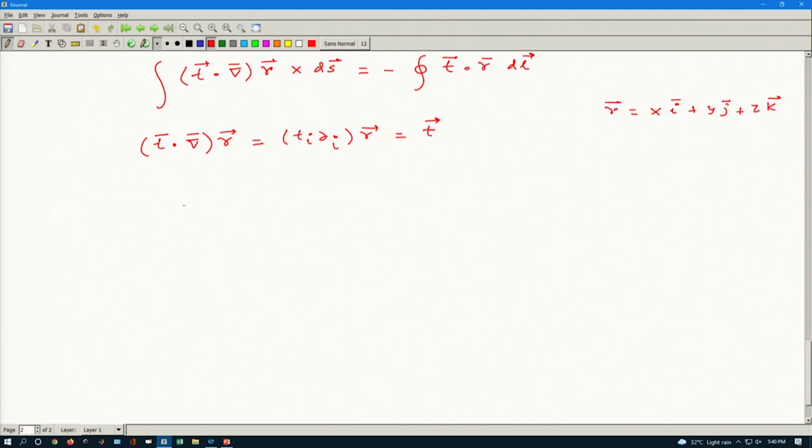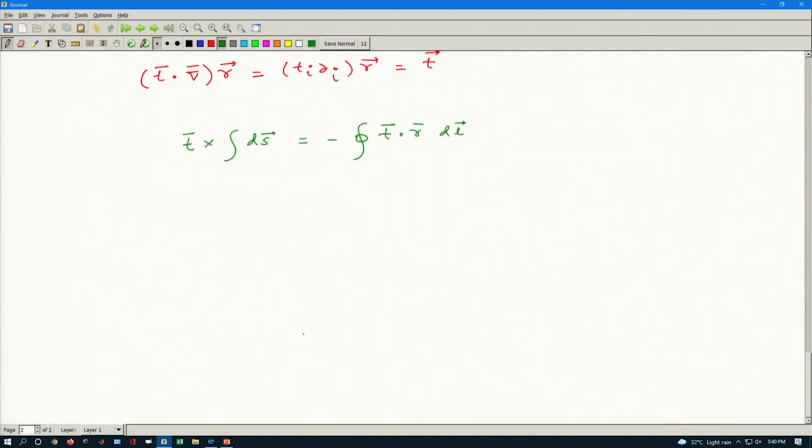So, from here I can have this quantity is simply t vector, and t is a constant. So, I can write it as t vector cross ds is minus of integration t dot r dl. Okay. Now, we are there actually.